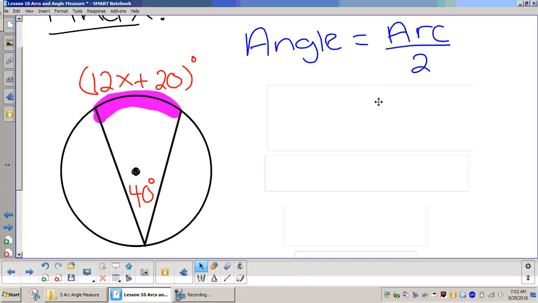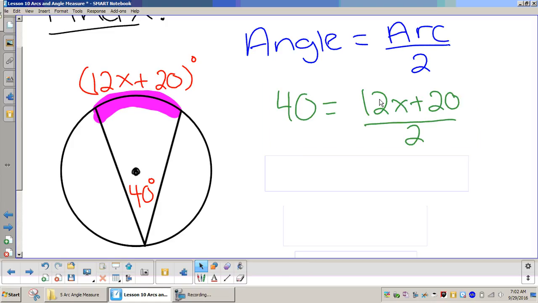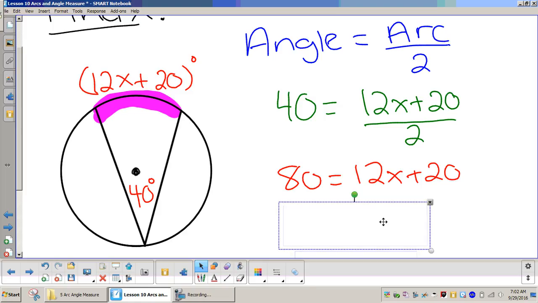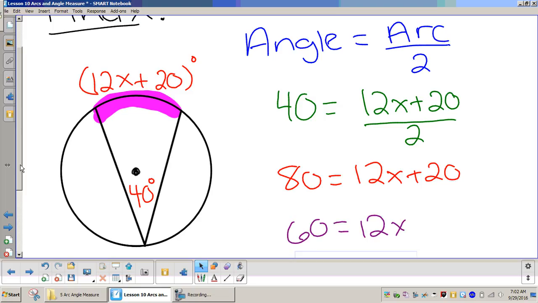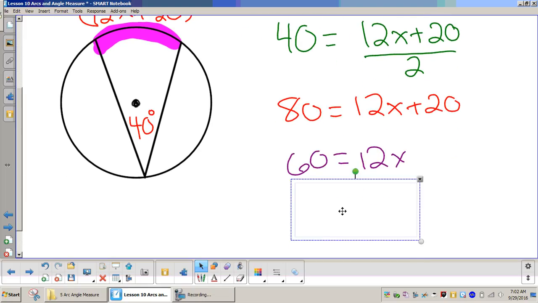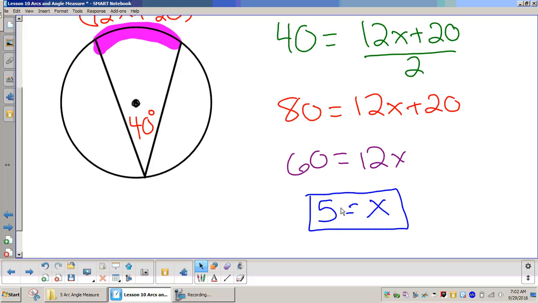So we'll use the formula, or the relationship, and we'll plug in what we know. Multiply both sides by 2, and you'll see over here on the left, I got 80. That's because this arc is 80 degrees. It's twice as big as the angle. The angle is half as big as the arc. But still, we're going to use this to find x by doing some algebra, and get that x is 5.